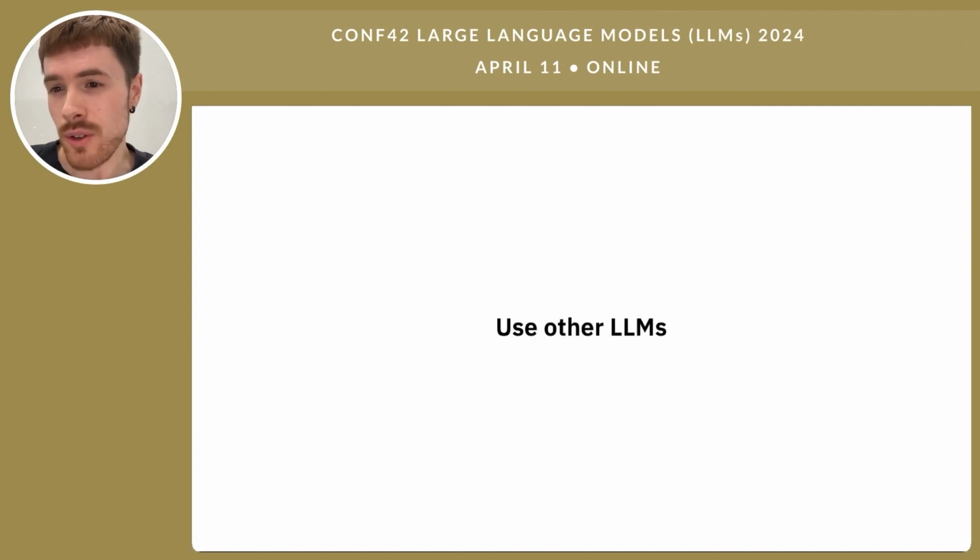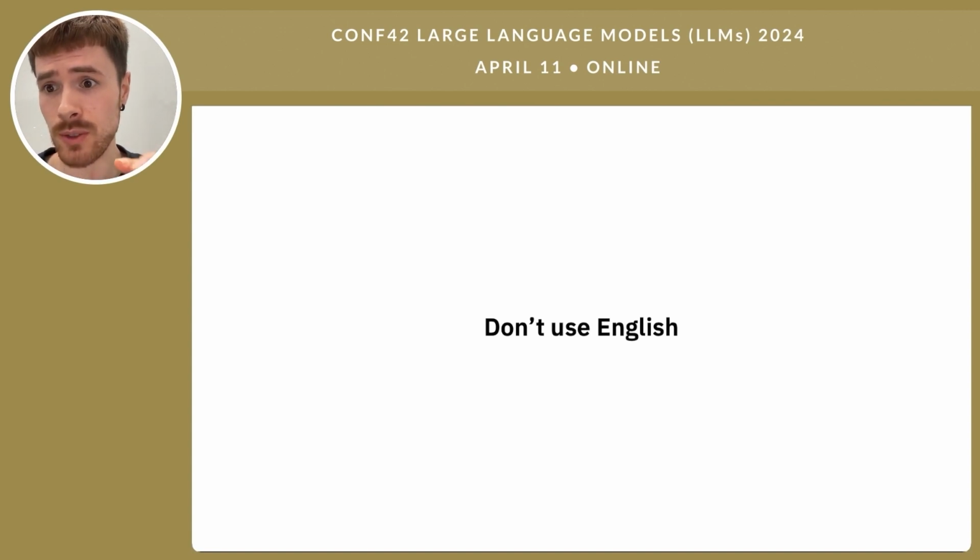Also, maybe consider using other LLMs. Not everything is just ChatGPT. There's Claude, there's Bard, there's lots of them. There's also Hugging Face Chat. You can just Google for that. There's a lot of LLMs, so just try to experiment with other things. Also, if you don't use English, it's better, because the detectors just, well, lose a lot of accuracy when you don't use English.